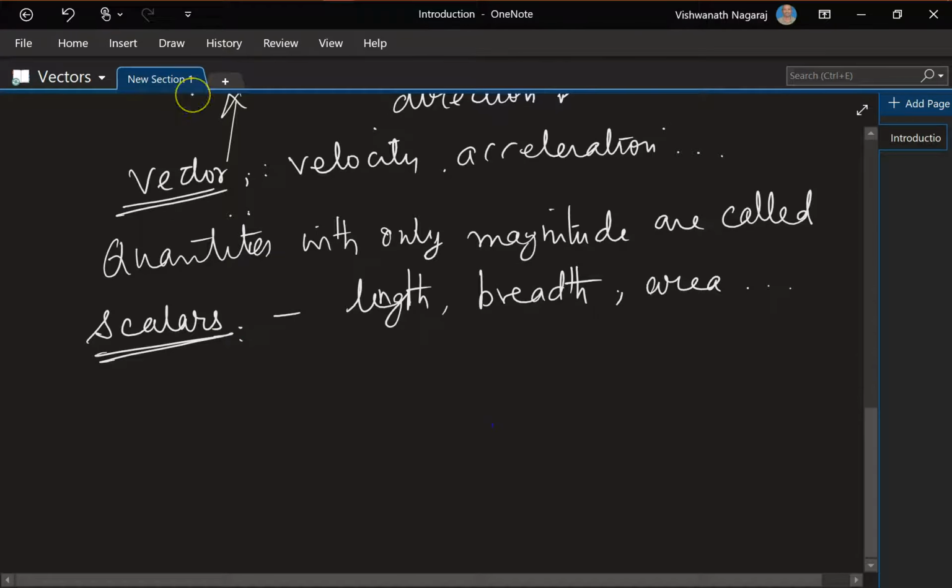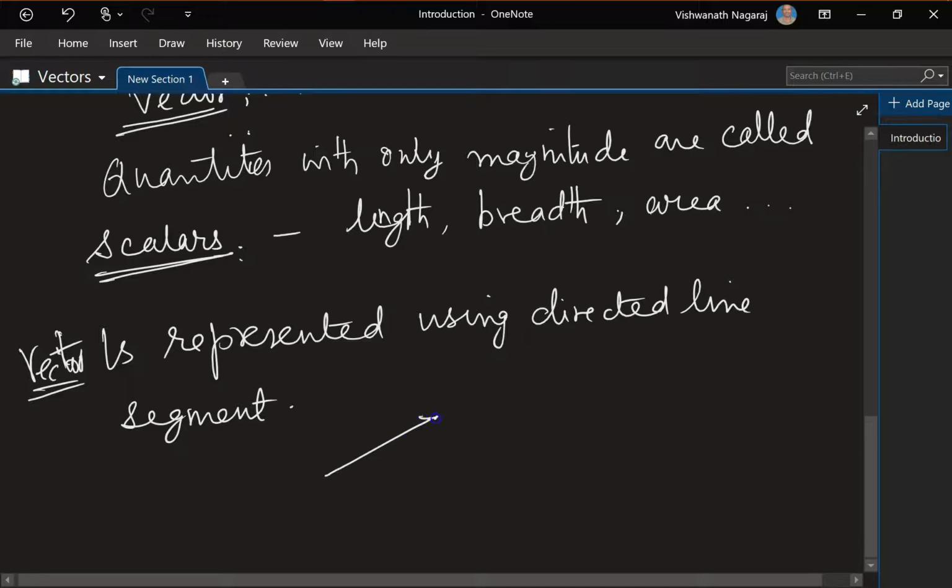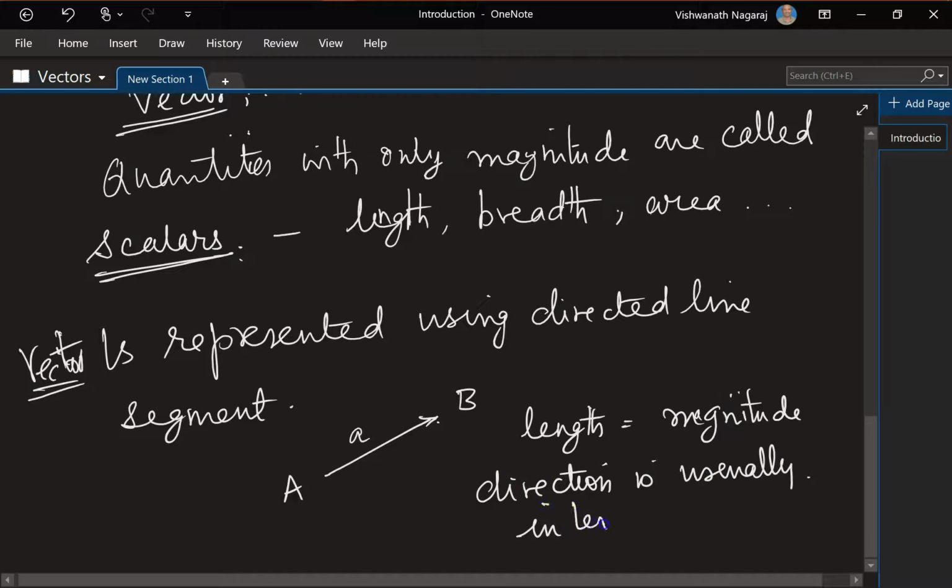Now a vector is represented using a directed line segment. So we might have a vector like this. It will have an initial point and a final point. We can give a single letter name to this. Here the length of the line segment represents the magnitude, and the direction is usually in terms of angles.